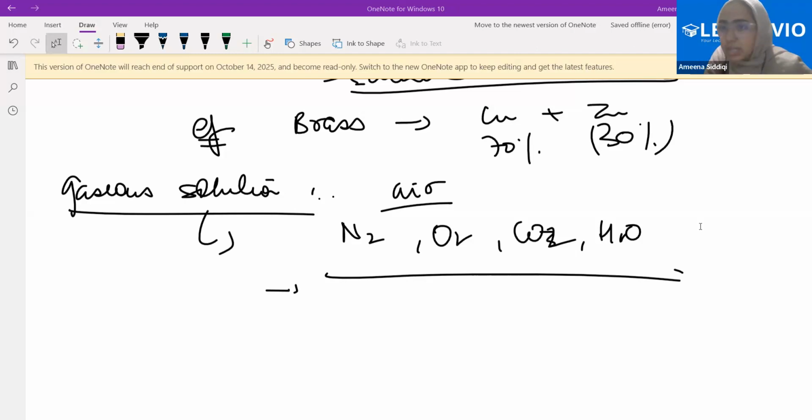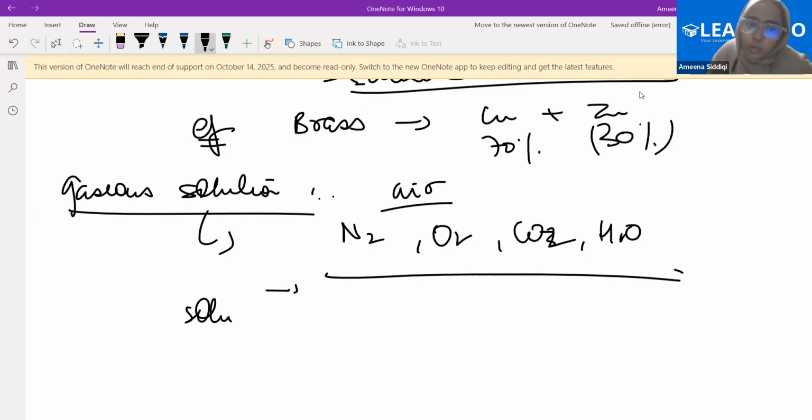So the composition is not really fixed. Is that clear? That is why we are saying air is a variable mixture. It is a mixture of all the gases. It has properties of all the gases present in the atmosphere, and that's it. Therefore, air is a gaseous solution. What is the state of the components here? That is the gaseous state. Therefore, we are saying it's a gaseous solution.